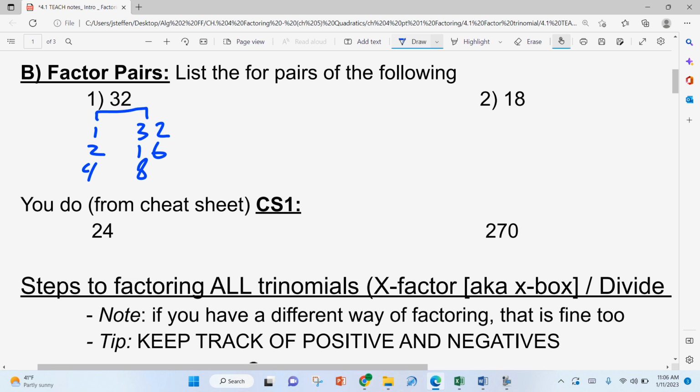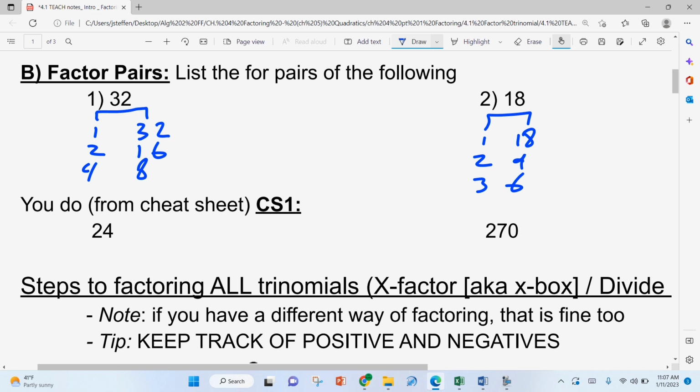18, same thing. We have 1 and 18. 2 and 9, 3 and 6. 4 doesn't work. 18 divided by 4 is a decimal. 5 doesn't work. 6 does. We already have 6, so now we're done. We don't have to try 7. We don't have to try 8. We can be done now.